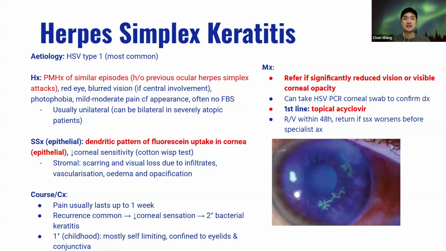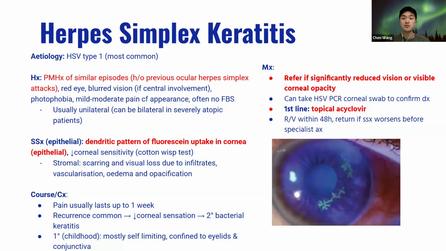The most telltale sign for this condition is, if you have a look at their eye and do fluorescein staining, you'll see this classic dendritic pattern. When you do a cotton wisp test, they might also have decreased corneal sensation. So these are very important features for herpes simplex keratitis. Usually it's fine to treat them in the GP setting. The first line is topical acyclovir, an antiviral, and you can take an HSV PCR swab to confirm the diagnosis as well.